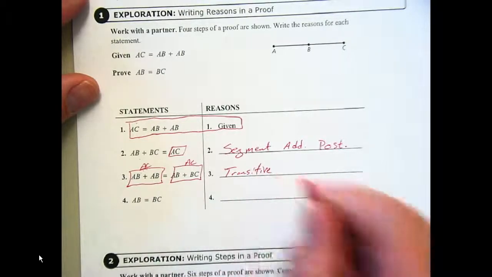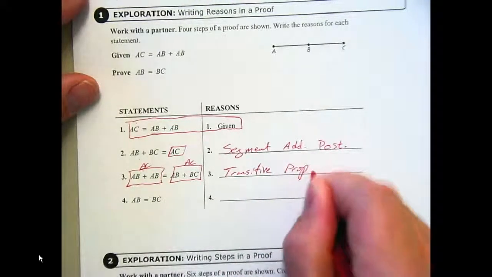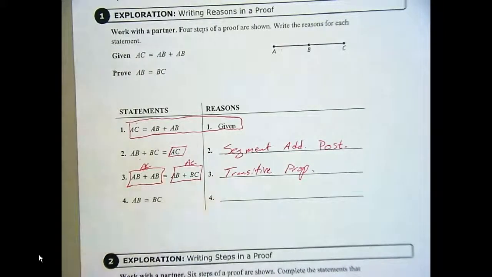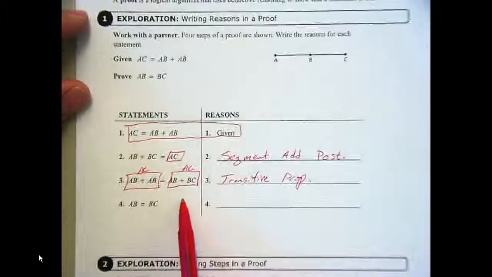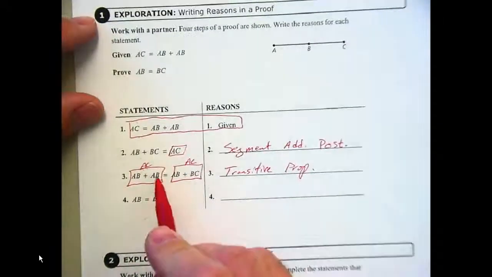One or the other would be fine with me. Okay? Transitive property there. I prefer you use transitive property because that's what we're working with right now, but if you use substitution, I wouldn't mark it wrong. Okay? And the last one, AB equals AC. Or excuse me, BC.